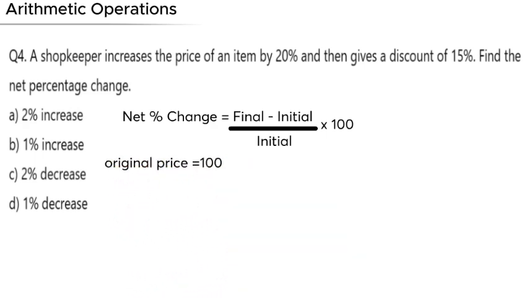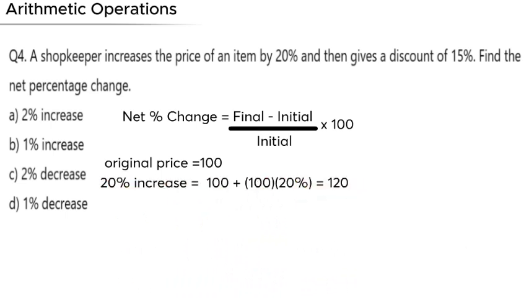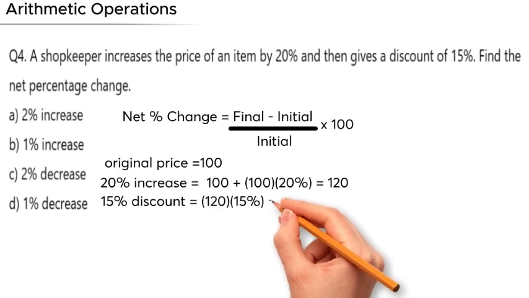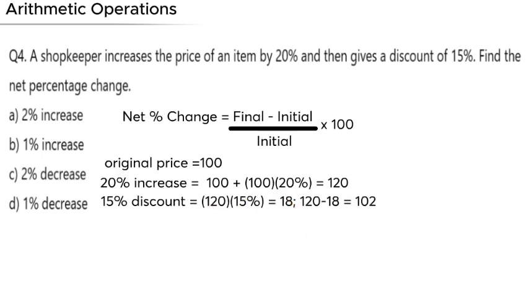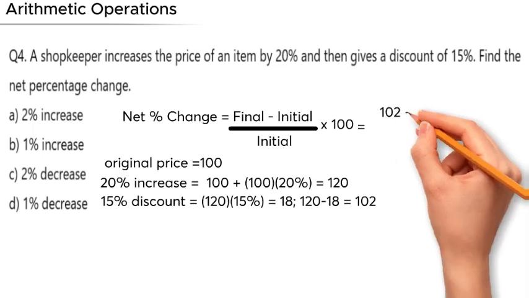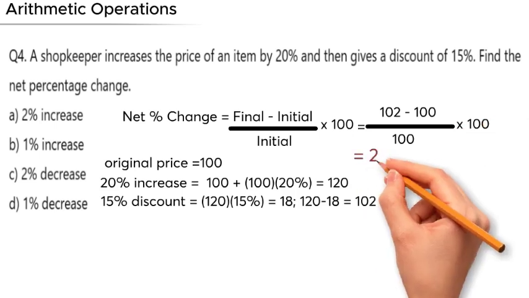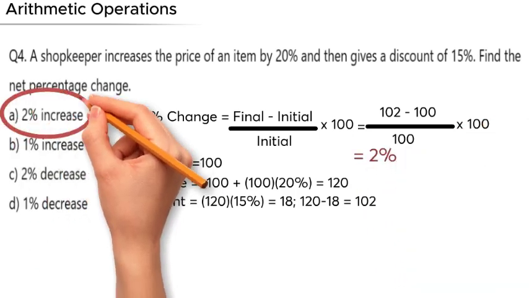Next, apply the 20% increase. The price becomes 100 plus 20% of 100, which is 100 plus 20, equal to 120. And then, apply the 15% discount. A 15% discount means reducing 15% of the current price, which is 120. Discount is equal to 15% of 120, which is equal to 18. Therefore, the final price is 120 minus 18, equal to 102. Now, the net percentage change. Net change is equal to 102 minus 100 all over 100 times 100, which is 2%. The number is positive, and therefore the answer is 2% increase.